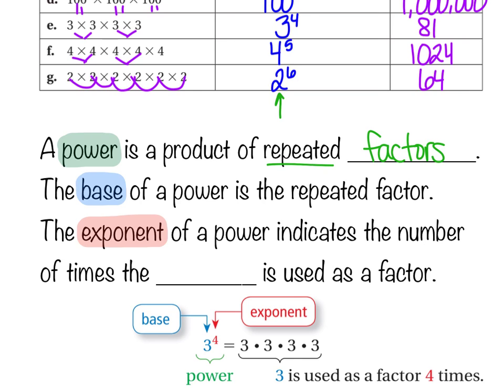And then the exponent is the little tiny number written up here off to the right that tells you how many times the base is used as a factor. So 2 was being repeated 6 times. And that's basically what this example is showing you right here. The 3 is the base, the 4 in red right there is the exponent. The whole thing, 3 to the 4th, is called a power, and that means 3 times 3 times 3 times 3.